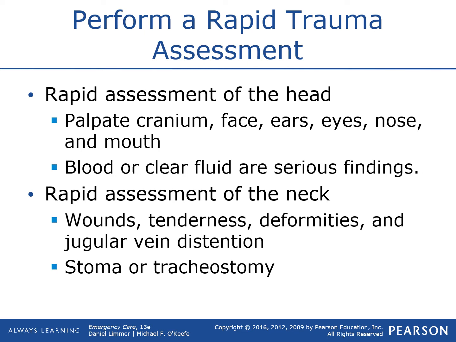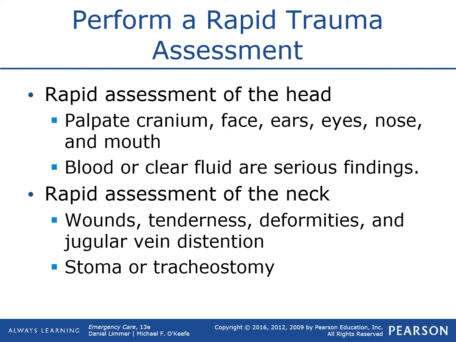So just like in our unresponsive medical patients, we want to start at the head and work our way down. We're going to be looking for a lot more detail though when we're doing our trauma assessment. When you're looking at the head, you want to be feeling the cranium. You should remember where that is from anatomy and physiology. So feel the cranium, the face. You should look at the eyes. You should feel the ears, the nose, and the mouth. And you should also be looking at all this stuff. Just because you're feeling doesn't mean you can't look at it. You want to be looking for that DCAP BTLS that we mentioned earlier.